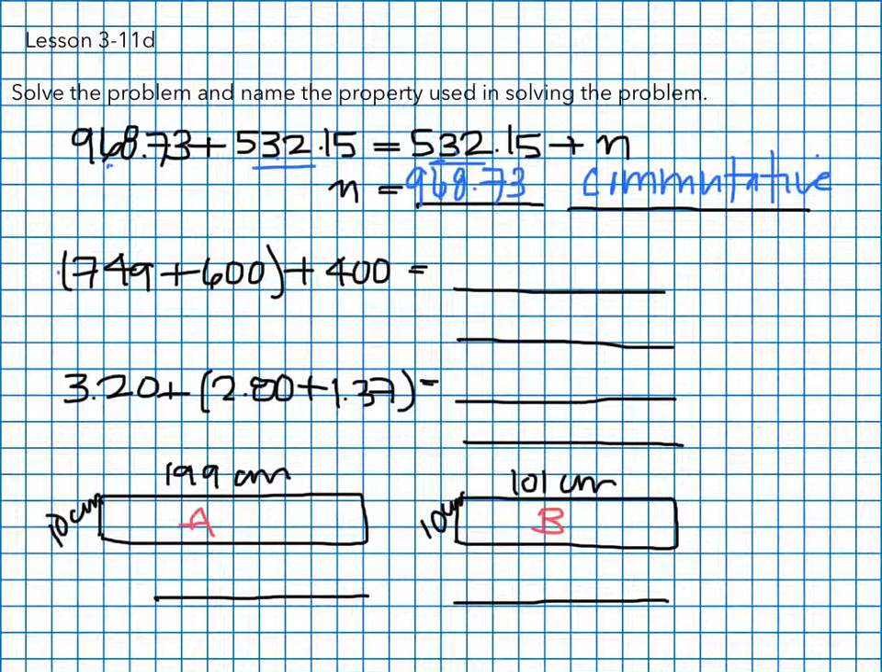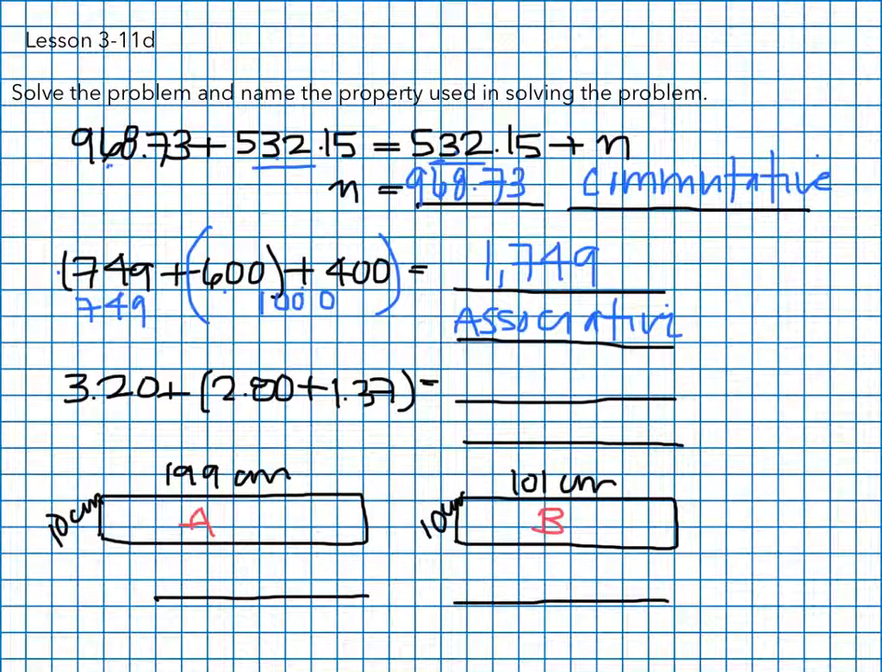All right. Next problem here, 749 plus 600 plus 400, what is that going to be equal to? Now, if I wanted to, ladies and gentlemen, I could just add straight across. But being we have a property, I can combine these two first and get 1,000, and then add 749. And by doing that, I'm going to get 1,749. And the property that I used there is the associative property.